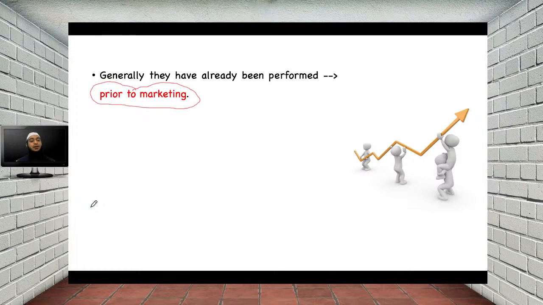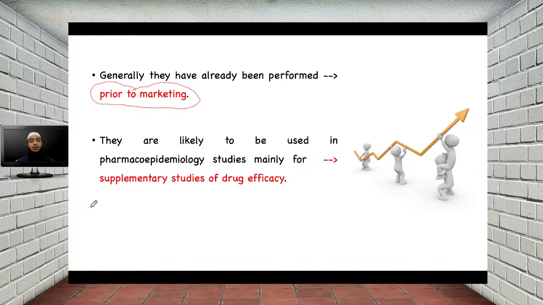So before marketing you have already done this study, but in pharmacoepidemiological studies, they are likely to be used mainly for supplementary study of the drug efficacy. Now what could be a supplementary study of drug efficacy? For example, you have launched the drug into the market by performing the phase 1, phase 2 and phase 3 studies, and now the drug is already in the market, right? So you know that the drug has a certain efficacy.